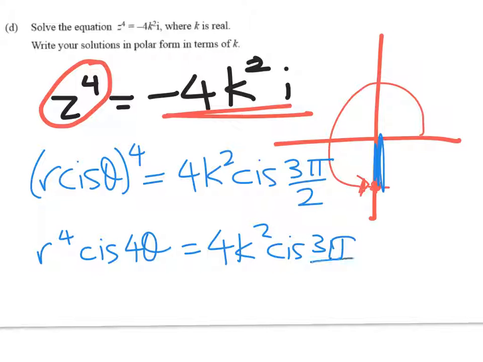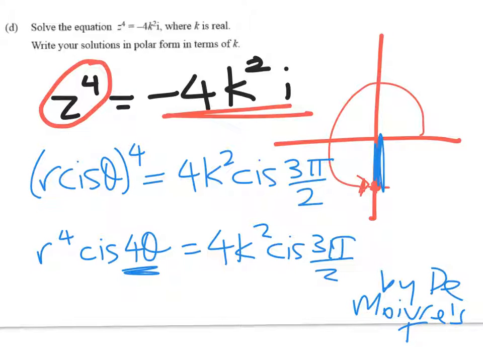How do we know that? Well, we can do this because of de Moivre's theorem. So write something like that down to show your reasoning. Okay, next thing we do is just the usual. We equate the, sorry, I'm losing my words today. We equate the moduli, and then we equate the arguments. We remember that we're looking for 4 solutions. So step 1, r to the power of 4 is equal to 4k squared.